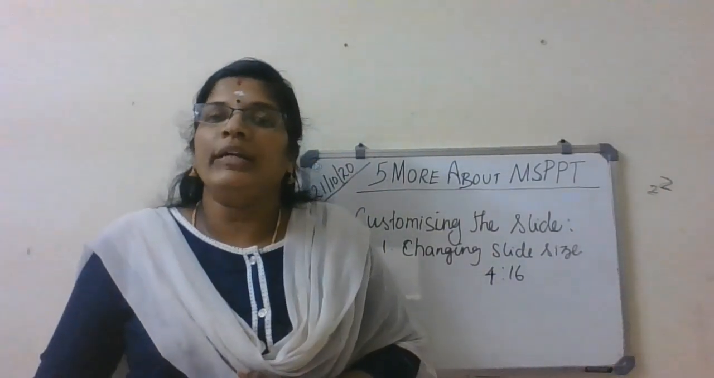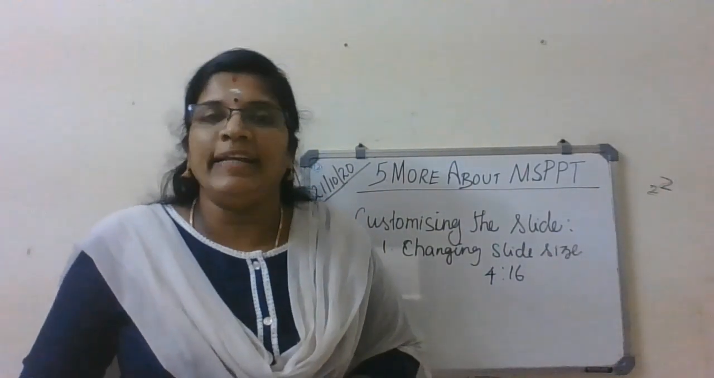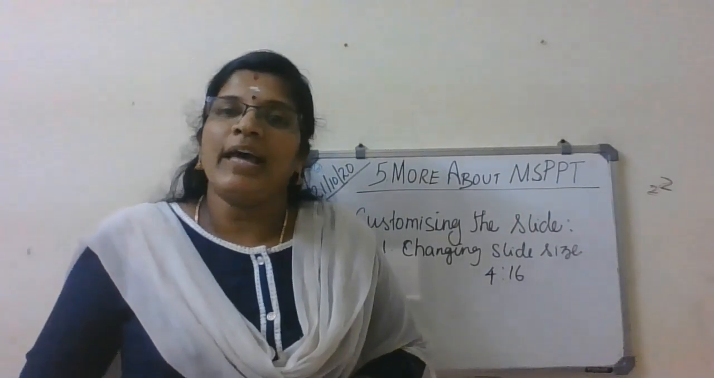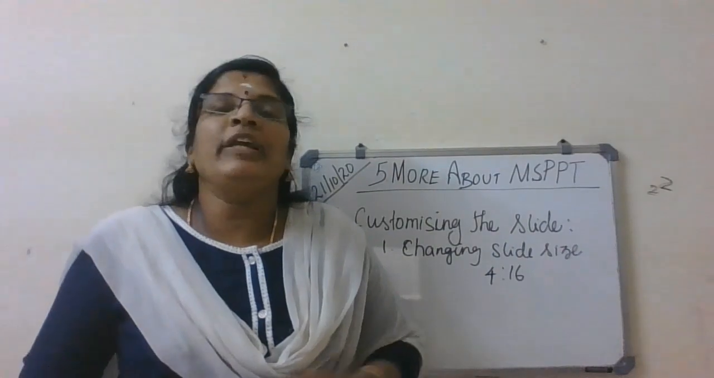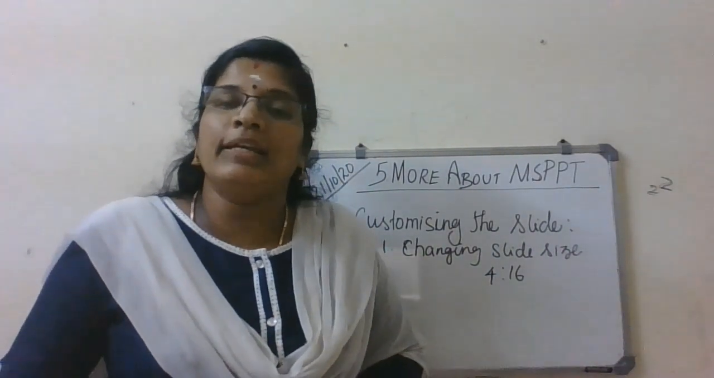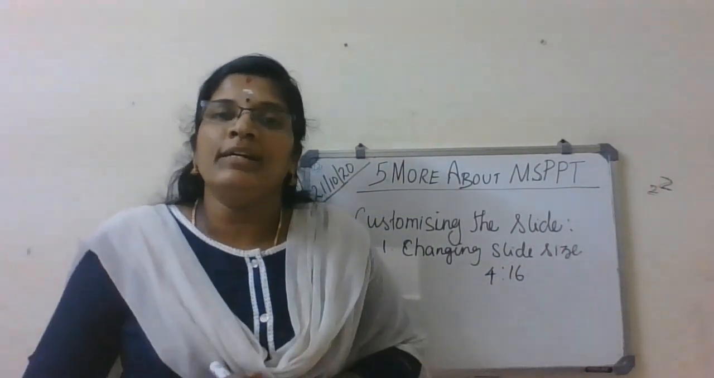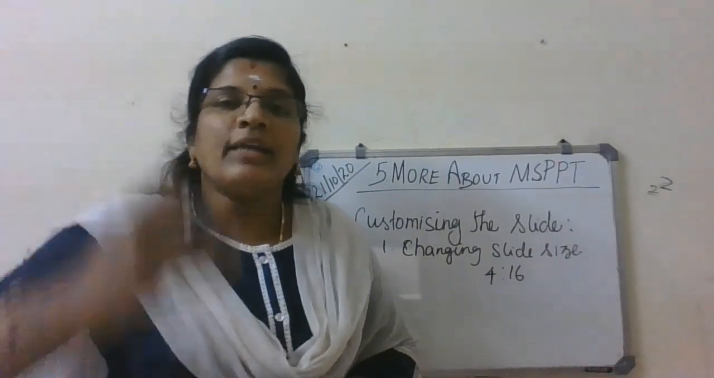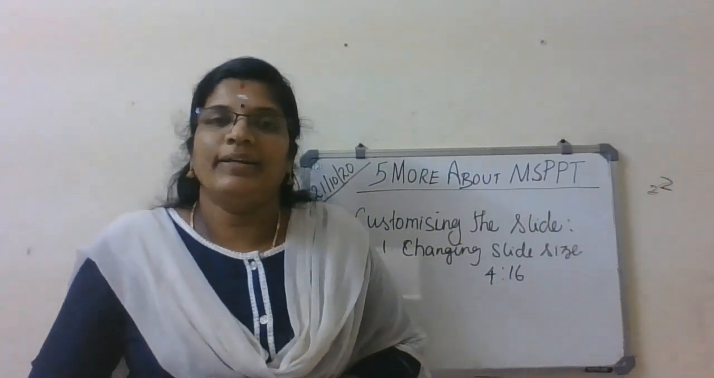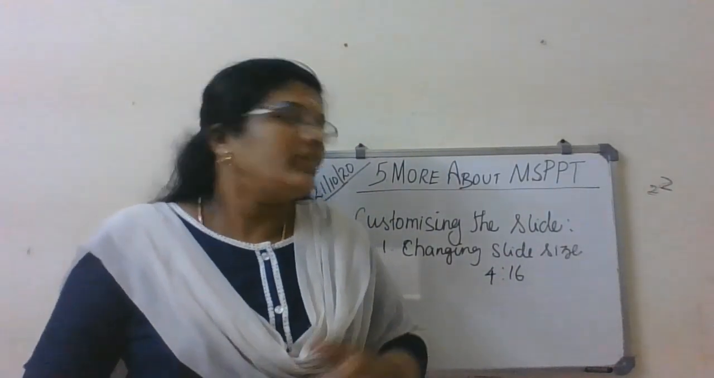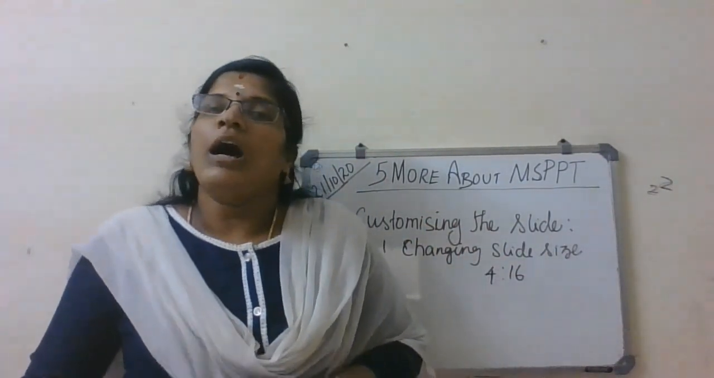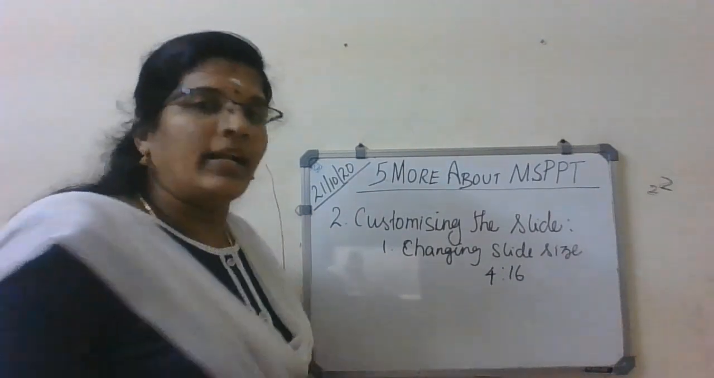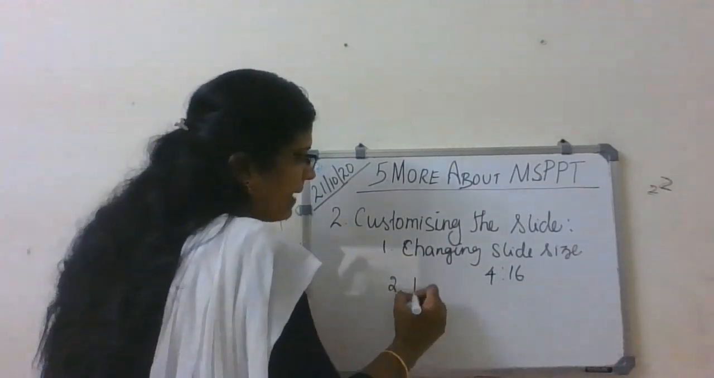So how to do it is, you have to go to the design tab, then the customize group, then you can see the slide size icon, click on it and select the slide size. Many sizes are there, you can choose what you need. Clear? So that is the first thing we studied. The second thing, how to apply the background color.